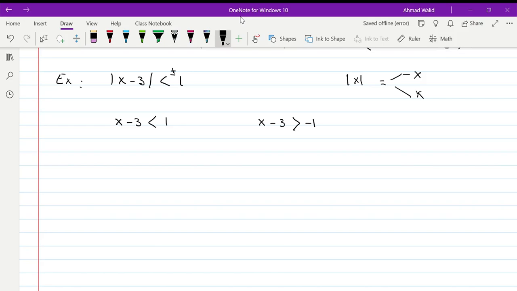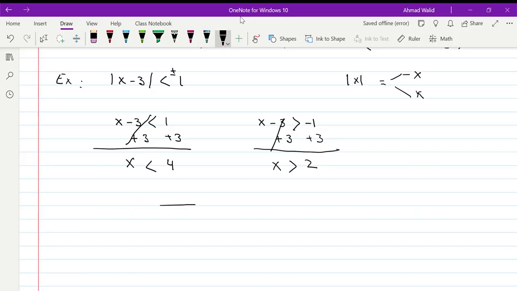That's the trick if you use this method. I don't like this method. Some students like it. I like the method of compound inequalities. That's much easier, and you do not make any mistakes with that one. But let me explain this one first. Now solve both. Add 3 here, add 3 here. Here you end up with x less than 4. Here add 3, x greater than 2.